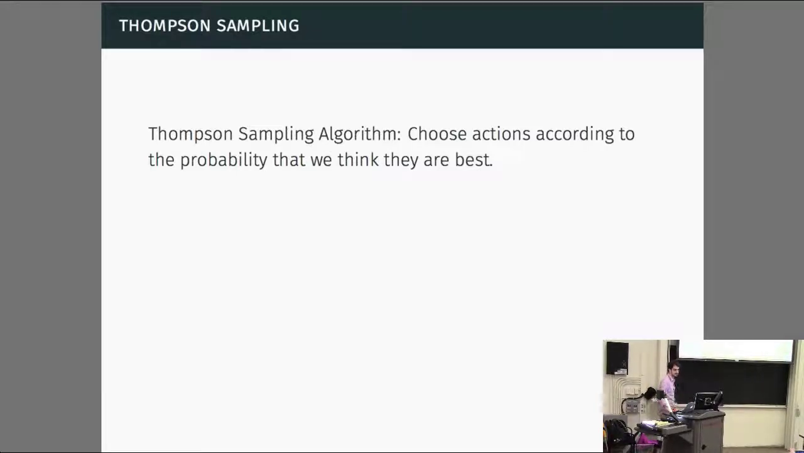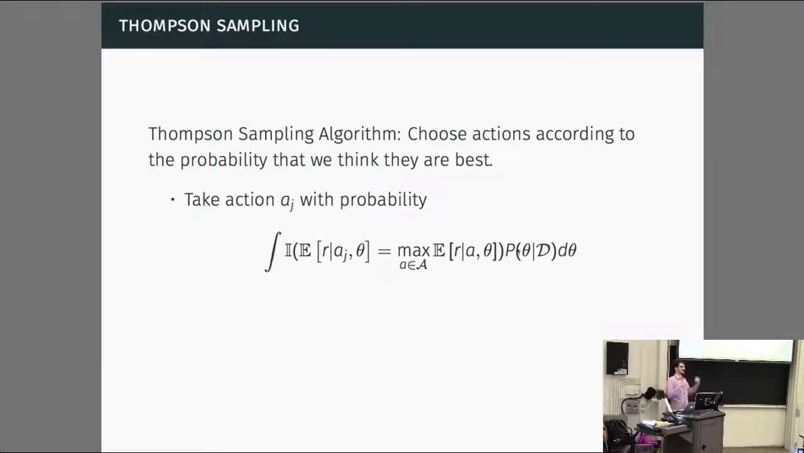So our algorithm says we choose actions according to the probability that we think it's the best action. This is a Bayesian setting, so for each action, we have a probability distribution over how good we think that action is. Then we choose the action according to the probability that we think it's the best. To make this more concrete, we're going to take action A sub j with this probability.